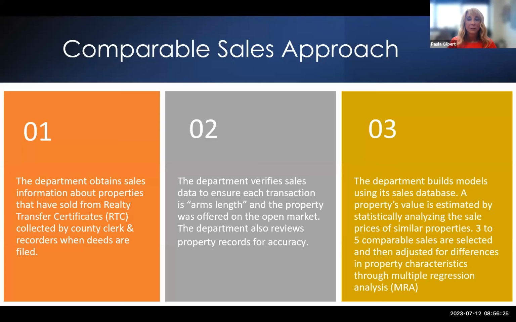In the end, we use 3 to 5 comparable sales that are statistically selected for each subject property based on how comparable they are, and adjustments are made for the differences in the characteristics between the subject property and those comparables. If you're interested in learning more about this or taking a look at the comparable sales used to value your property, please visit with one of your local offices. There are appraisers that are happy to sit down and walk through this process with you.